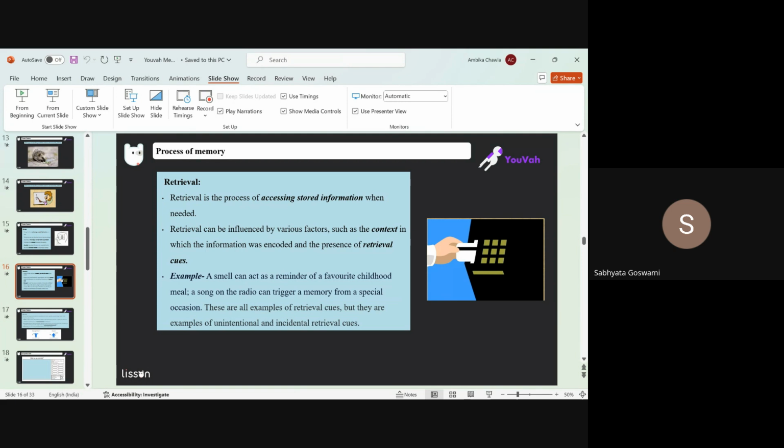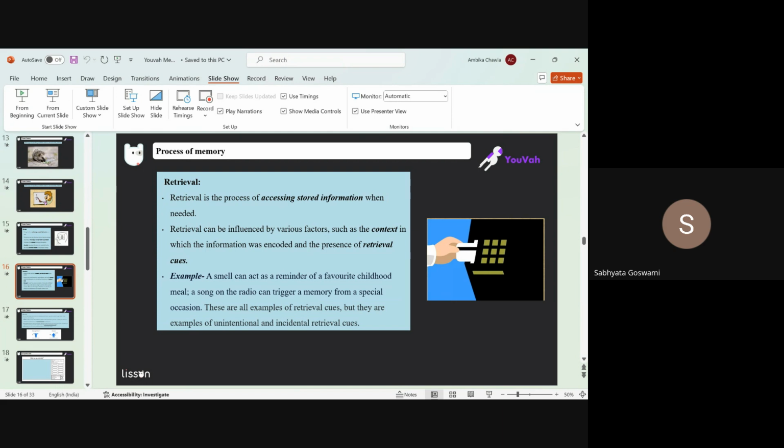Now tell me one thing. Are retrieval cues always helpful or can they create problems sometimes as well? Think about it. Yes, Rashika. Sometimes I don't think it would be really nice to retrieve things that you don't want to. You might have bad memories as well, which would be there in your brain, and you don't want to retrieve that back. Yes, that's true.